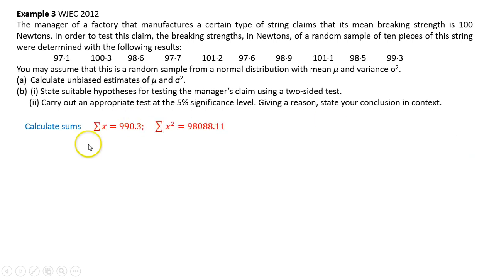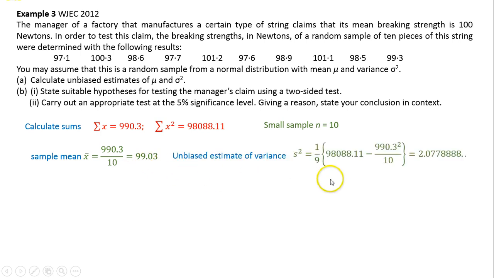So first of all, we need to work out the sums. The sum of x is this, the sum of each x squared is that. So it's a small sample, and our sample mean becomes 99.03. Our unbiased estimate of the variance becomes, using the values, 2.077888, and so on. Don't round up too early. So our hypothesis would be that the mean is equal to 100 against the mean is not equal to 100, two-sided.